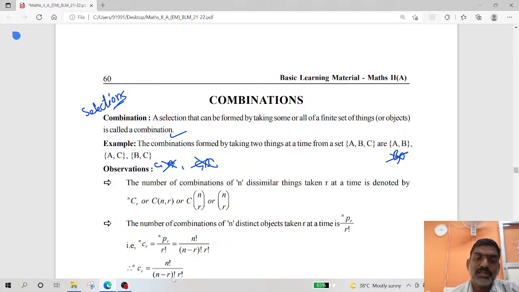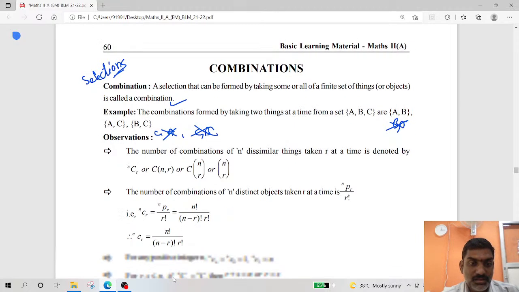Next, the number of combinations of n distinct things taken r at a time is denoted by nCr. And the nCr formula is n factorial divided by (n minus r) factorial times r factorial. How do we get that? By dividing nPr by r factorial. If we divide nPr by r factorial, we can get that answer.